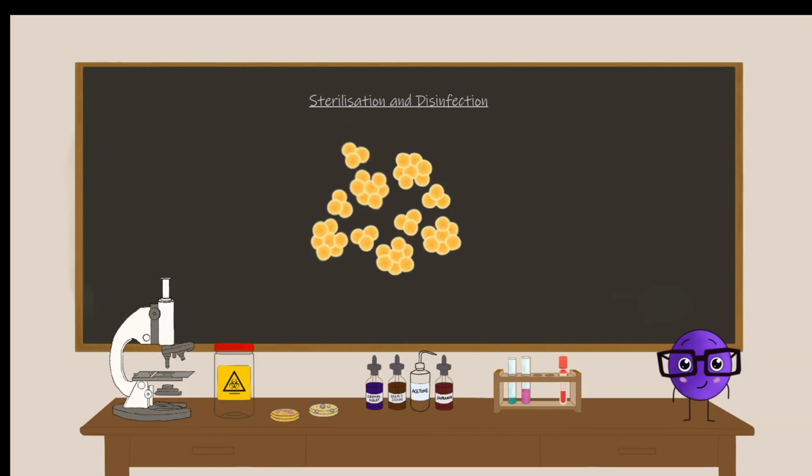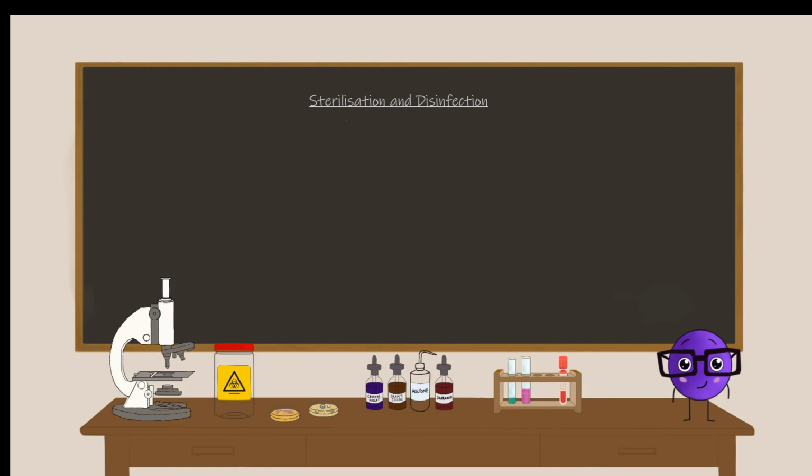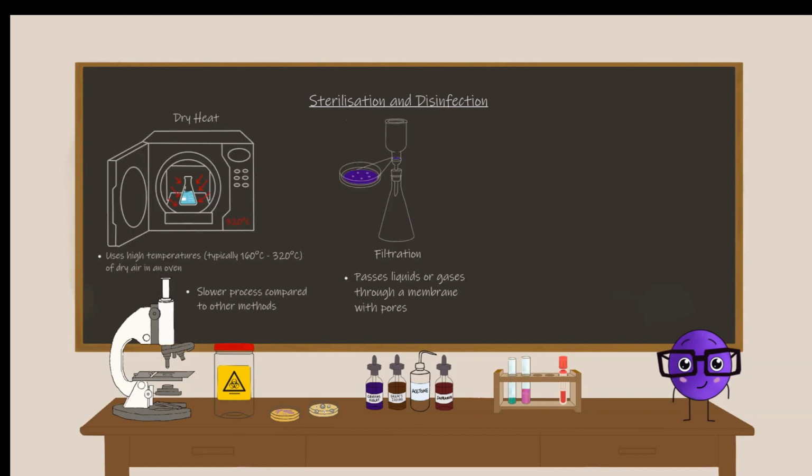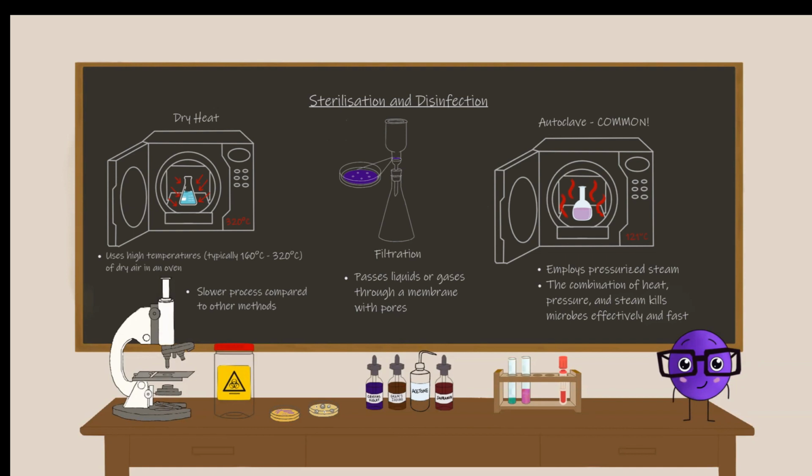Sterilisation and disinfection. Sterilisation is the process of complete elimination of all microorganisms, including spores. Sterilisation is achieved through methods such as dry heat, filtration, and most commonly in the lab, autoclaving. Autoclaving at high temperatures helps destroy bacterial, fungal, and viral contaminants. Now, this is slightly different to disinfection.